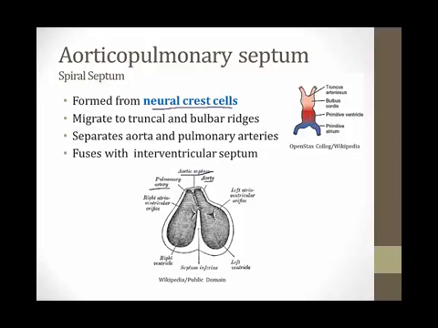These cells migrate to areas in the primitive heart tube called the truncal and bulbar ridges. If you look over at the drawing on the right side of the screen here, there are ridges between the truncus arteriosus and the bulbus cordis. The neural crest cells migrate there, and then they form this septum which separates the aorta and pulmonary arteries, and as I described earlier, it fuses with the interventricular septum to help form the membranous ventricular septum.